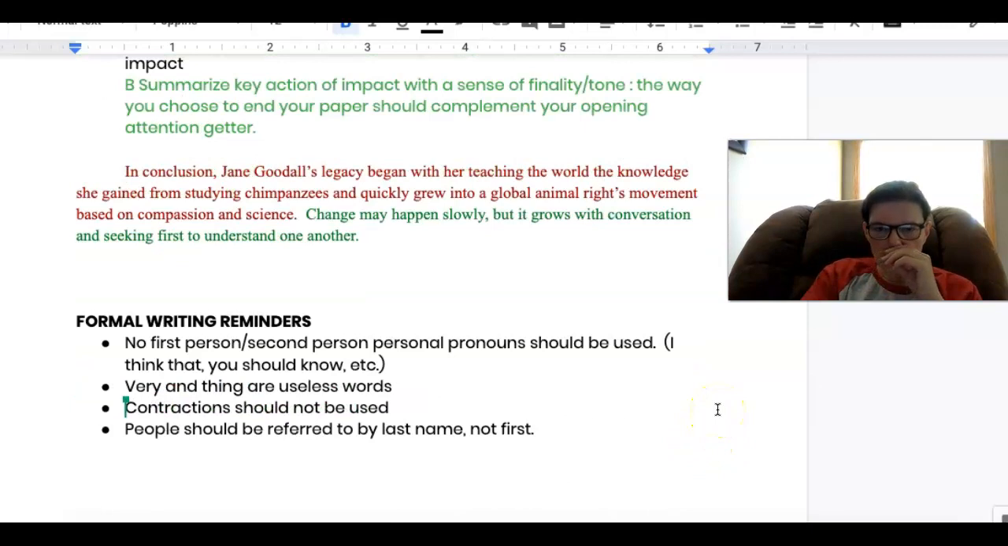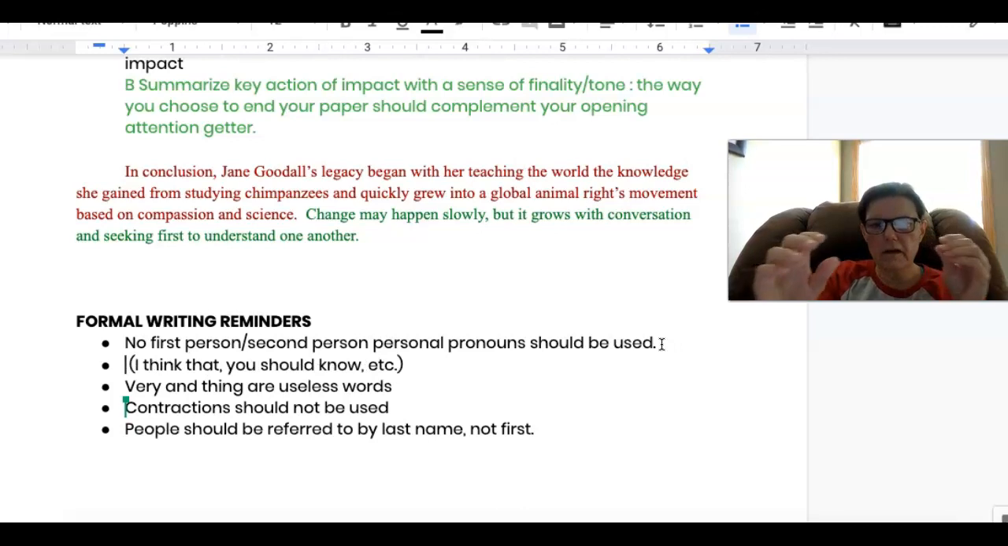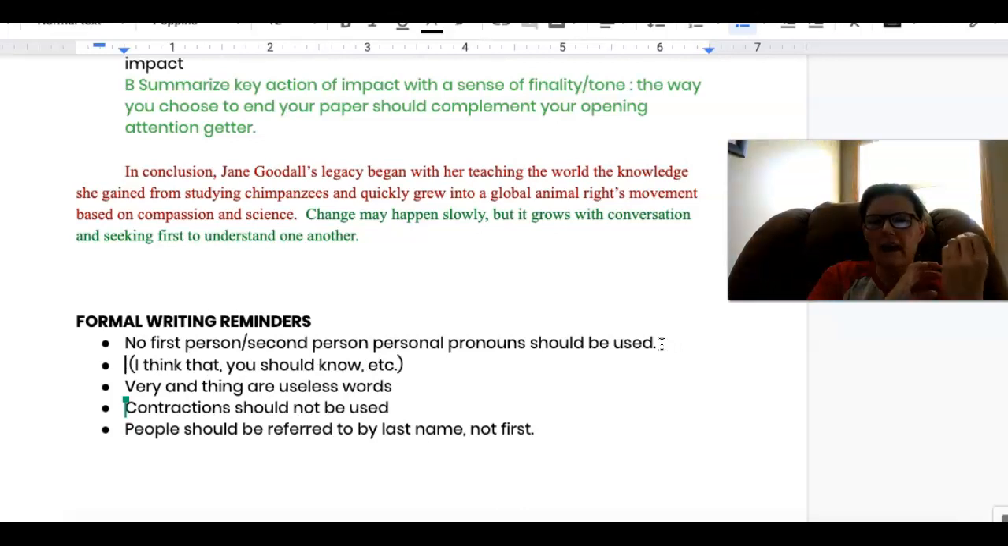Other things that I would say for formal writing, and I've been giving people a lot of feedback on this with their writing: please, no first person, second person, personal pronouns. You shouldn't say things like, I think that, or you should know that, or even I'm going to tell you that. That is such an elementary way of writing. And you're going to hear that throughout your high school career.